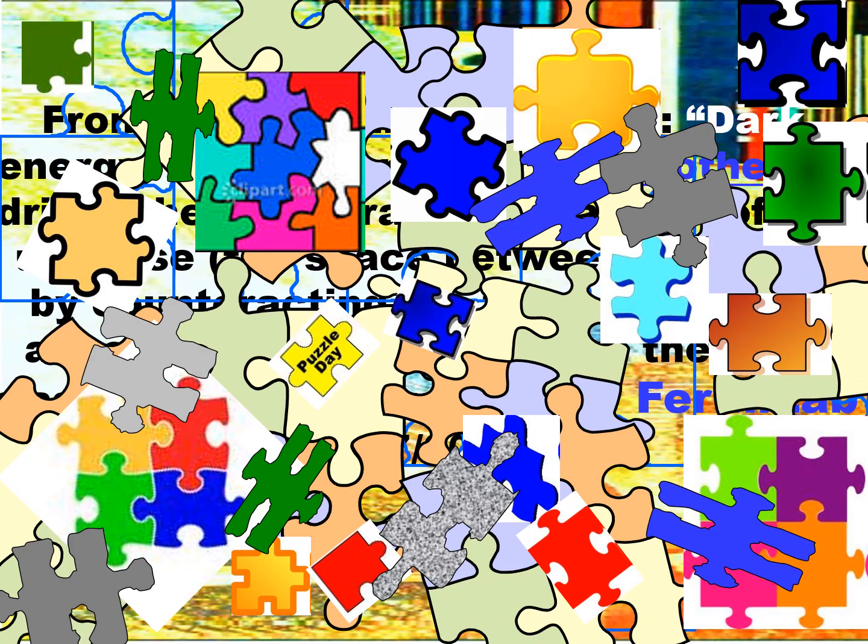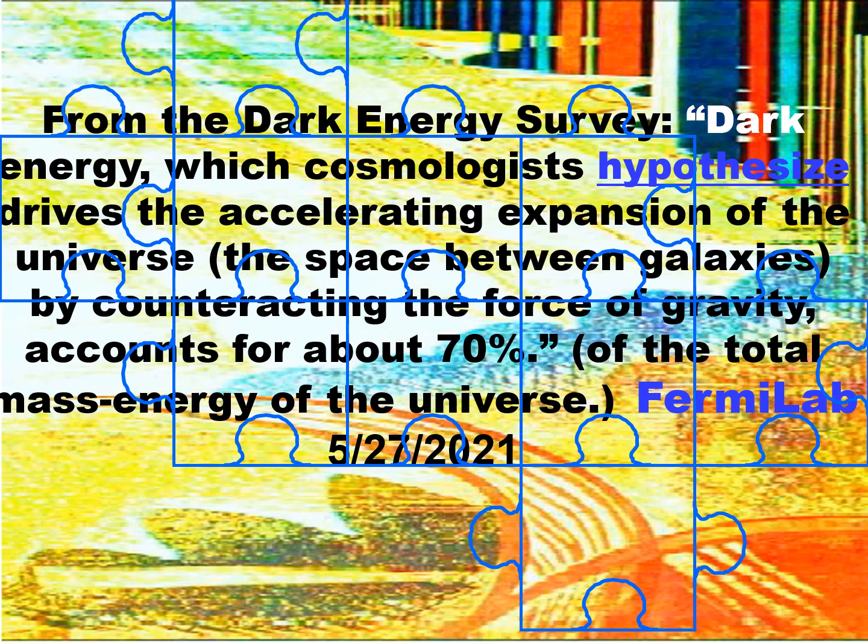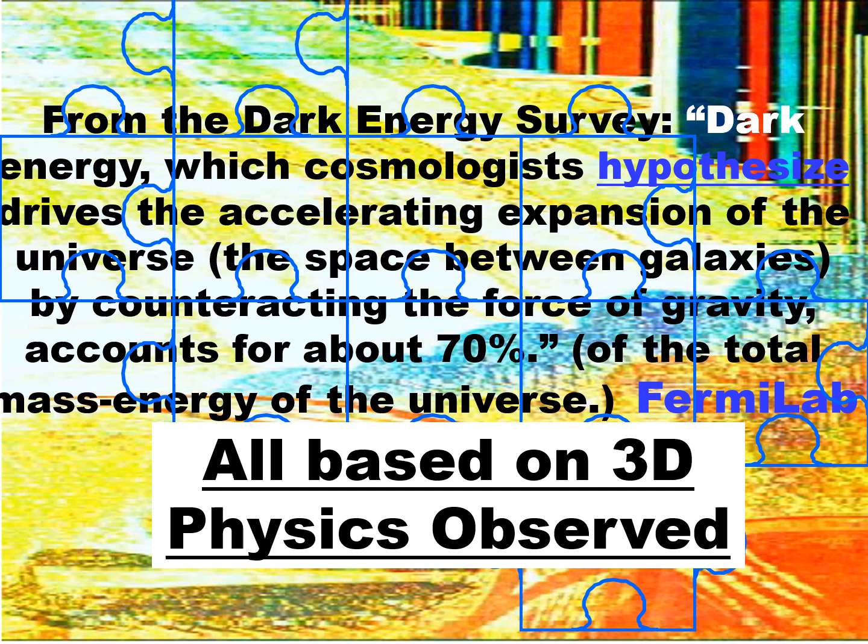Here is one of the latest formal statements about dark energy from the Dark Energy Survey reported May 27, 2021 by Fermilab, which stated that dark energy, which cosmologists hypothesize, drives the accelerating expansion of the universe that increases the space between galaxies by counteracting the force of gravity and accounts for about 70% of the total mass energy of the universe. Hypothesize is another word for assumption. All of this work presented here is all based on 3D physics observed, in which I will present overlooked physics about dark energy.